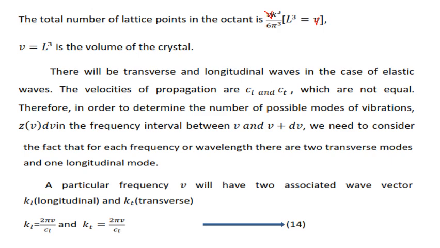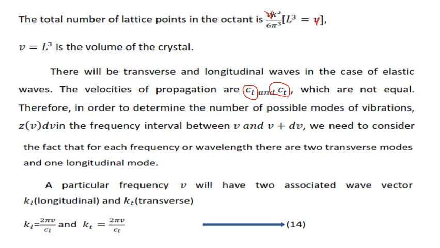We already know that when this type of vibration takes place, there will be a transverse vibration as well as a longitudinal vibration in the elastic waves. The velocity of the longitudinal vibration is represented as c_L, and for transverse it is represented as c_T. These are not equal, because c_L is vibrating in the longitudinal mode and c_T is vibrating in the transverse mode. Therefore the values are not equal.